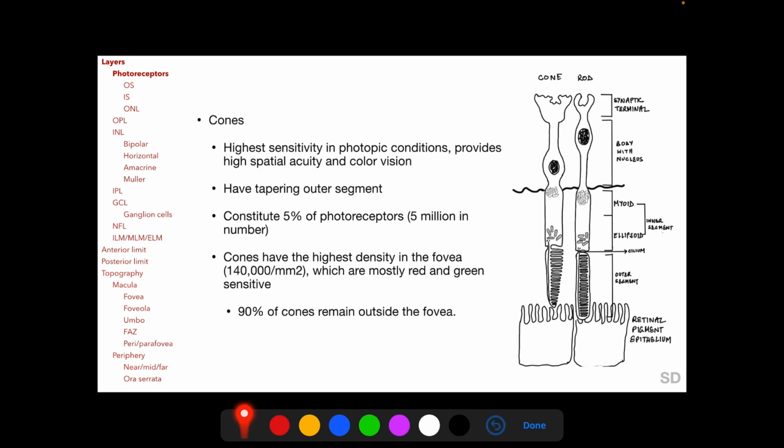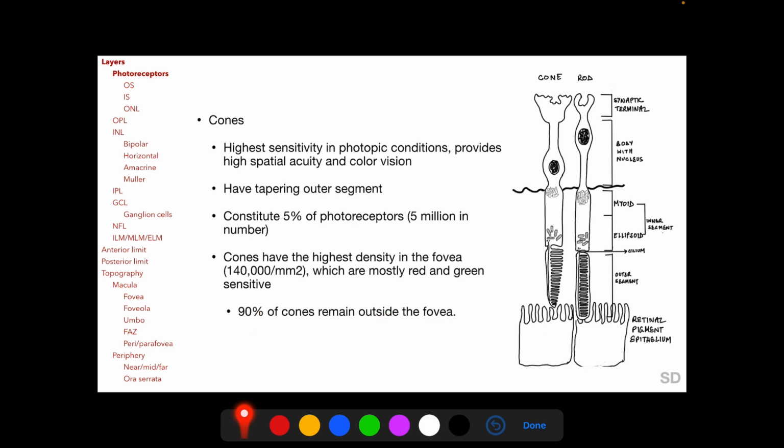The cones have the highest sensitivity in photopic conditions and provide high spatial acuity and color vision. They have tapering outer segments and they constitute only 5% of all photoreceptors in the retina, numbering 5 million in a retina. The cones have the highest density in the fovea, but still 90% of all cones remain outside the fovea.